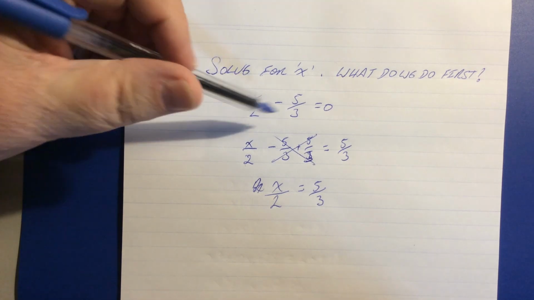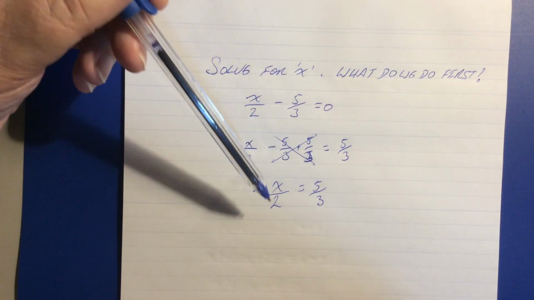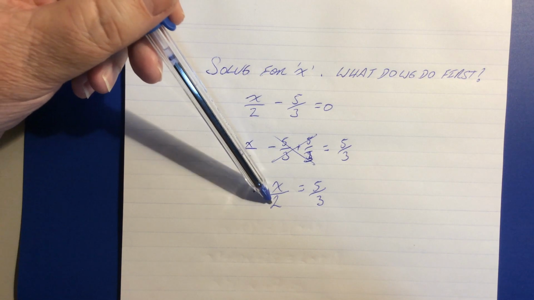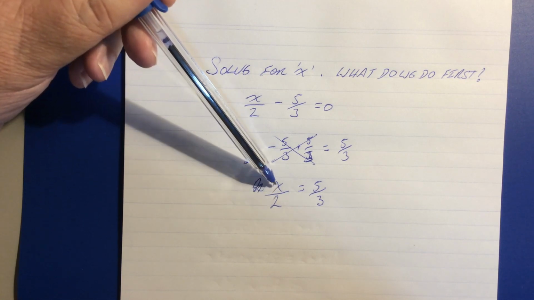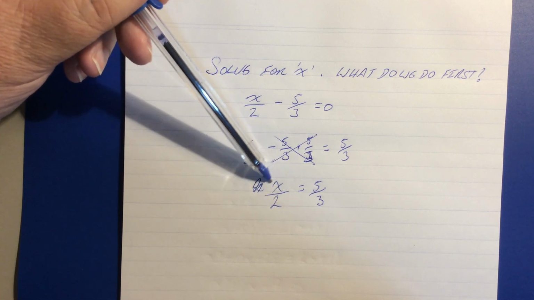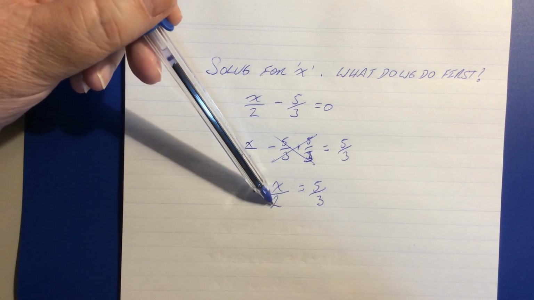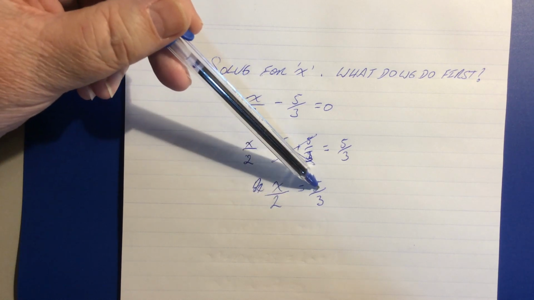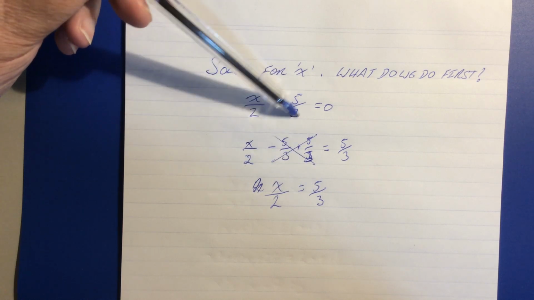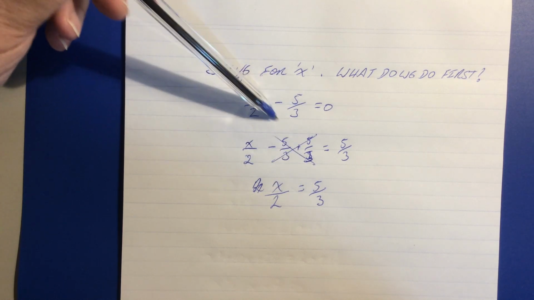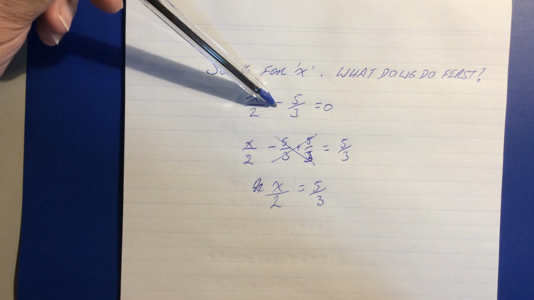Now, the next question you ask yourself is, what is this 2 doing here? Because remember, we want to get the x on its own. What is the 2 doing here? Well, it's dividing the x. And I should say that we, in effect, moved this first because we had a subtraction here.